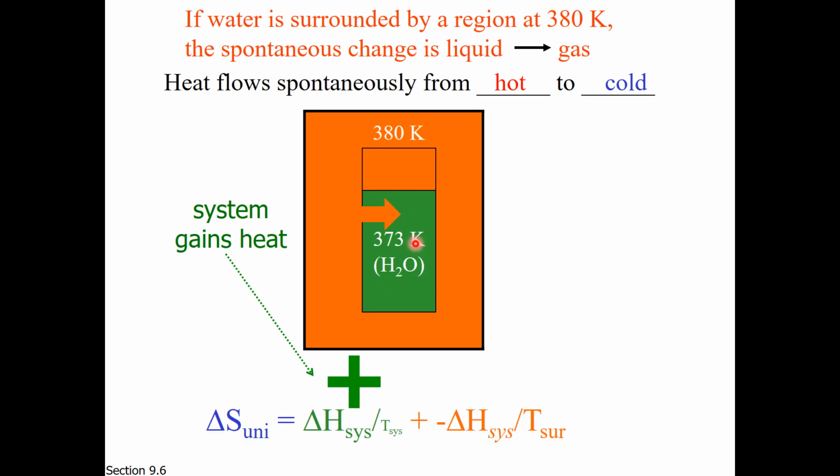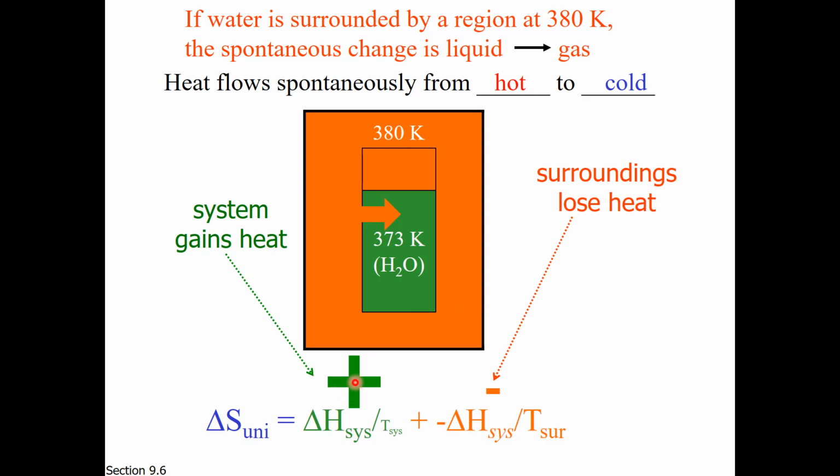So in terms of the system, which is the water, the enthalpy change of the system divided by the temperature of the system will be endothermic. It will be positive because the system gains heat. On the other hand, the surroundings are, of course, losing that heat. This is an endothermic process.